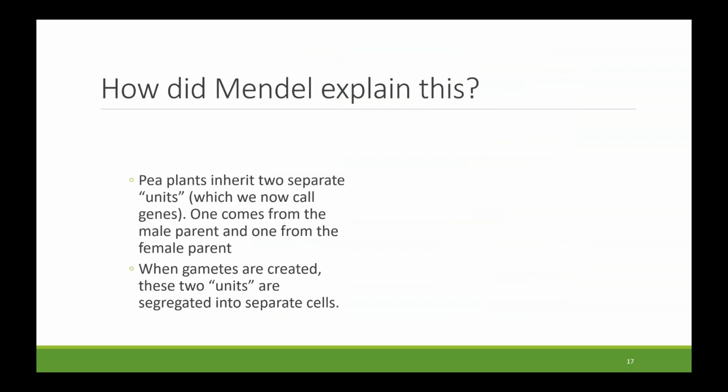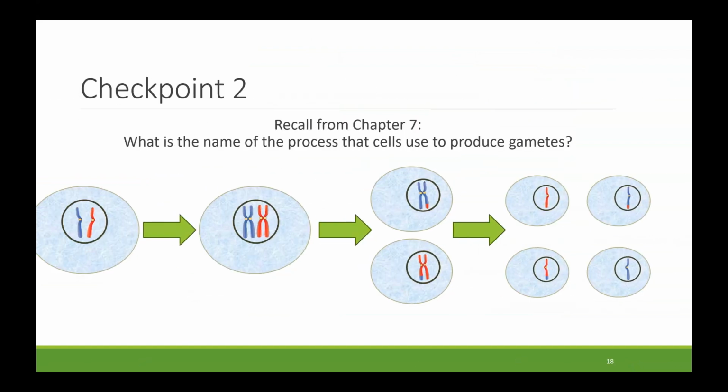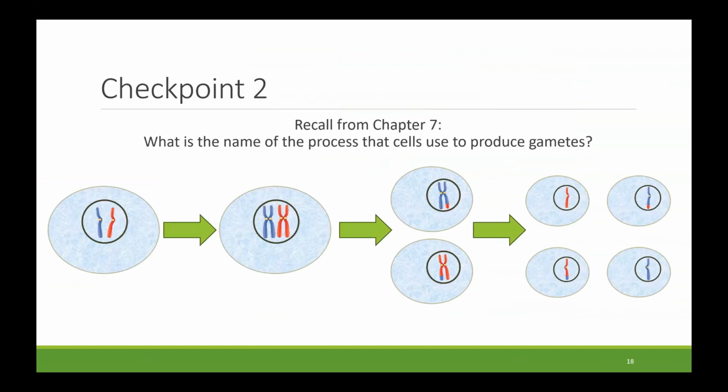Now, we learned about this process very recently, actually. In our last chapter, we talked about the process that cells use to produce their gametes, and how their genes are separated into distinct cells through this process. So, refresh your memory from chapter 7. Tell me what that process for creating the gametes is called in this checkpoint.